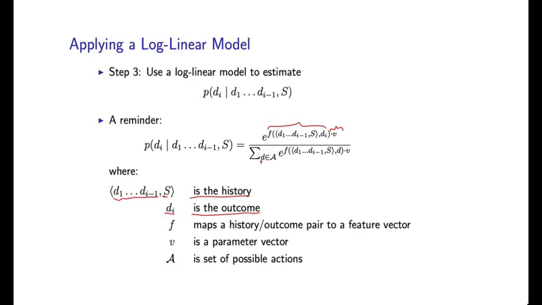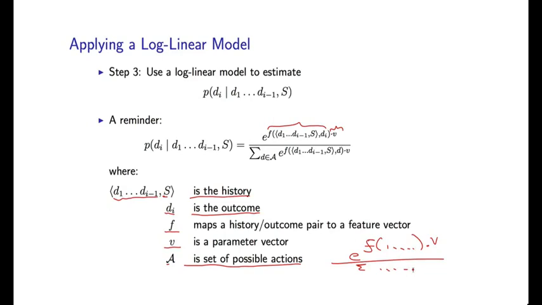Similarly, if I look at the denominator, I have a sum over all possible decisions at this point in the parse tree. So we use script A to refer to the set of possible decisions at this point that we're considering. So f is going to be a function that takes a history outcome pair and maps it to a feature vector. And v is going to be a parameter vector. And of course, we're going to take f of all this context, inner product with v, exponentiate it, and then normalize in the usual way we've seen for log linear models.